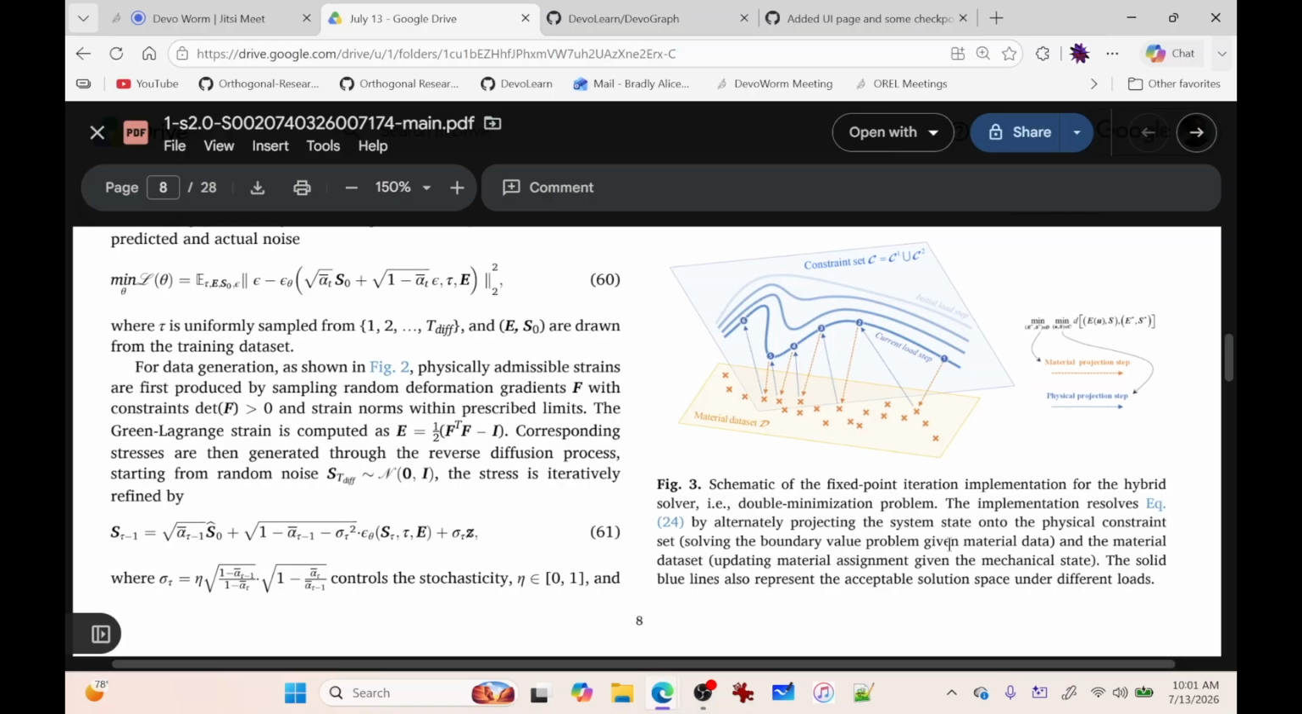Figure 3 is where we have the schematic of fixed point iteration implementation for the hybrid solver. This is a double minimization problem where we have this materials data set D. We have the constraint set C. So remember we talked about C and D, the fancy script C and D. That's what they were referring to as this constraint set versus the material data set. And the constraint set is basically where you have these continuous functions that are derived from these discrete points in the material data set. So it can be mapped to these different functions in the constraint set.